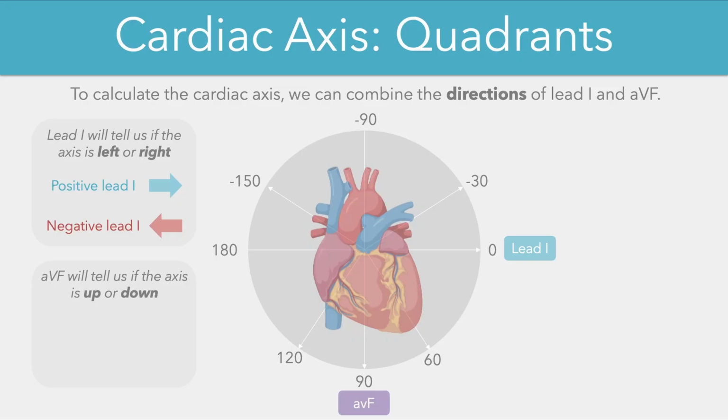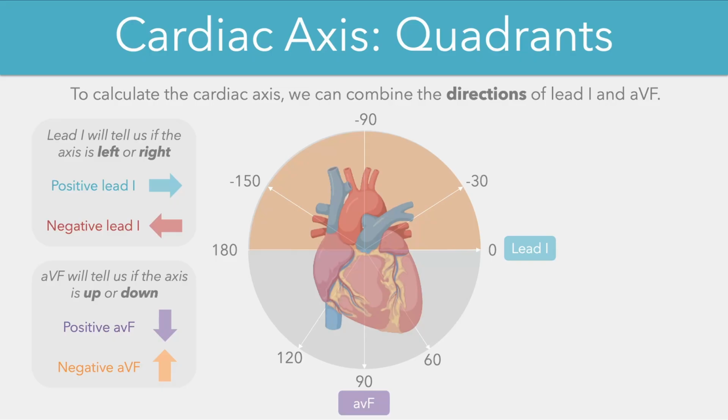For example, when the overall cardiac impulse is moving towards lead aVF, this will be picked up as a positive deflection, telling us that the axis is downwards. Alternatively, if the impulse is traveling away from lead aVF, this will be picked up as a negative deflection, telling us that the axis is upwards instead. You can see how we can combine the information from lead 1 and aVF to isolate the cardiac axis to a particular quadrant using this method.